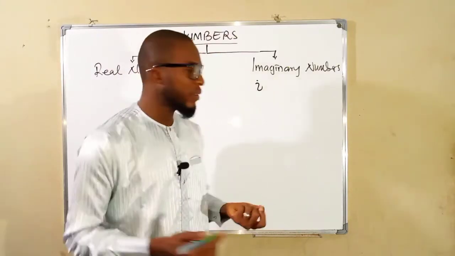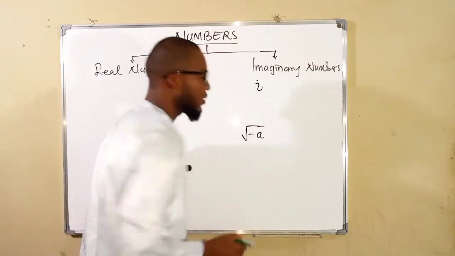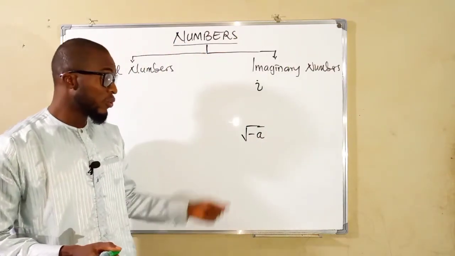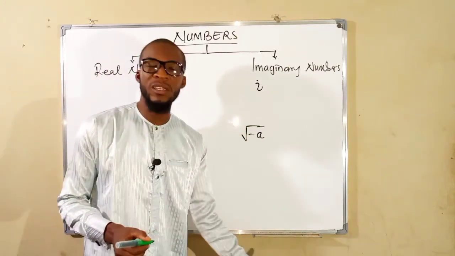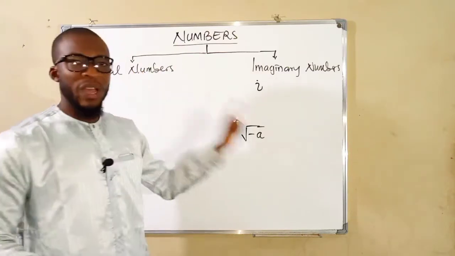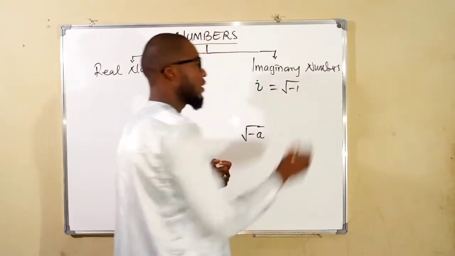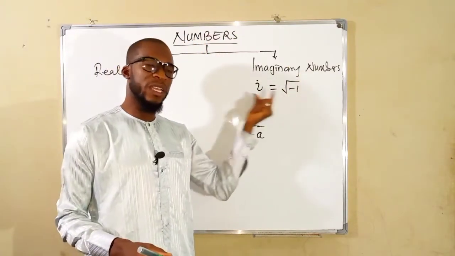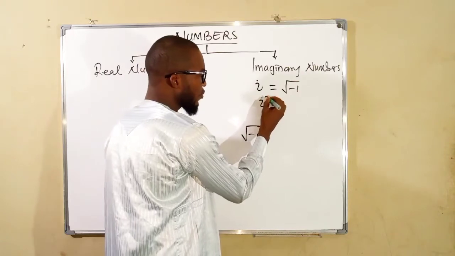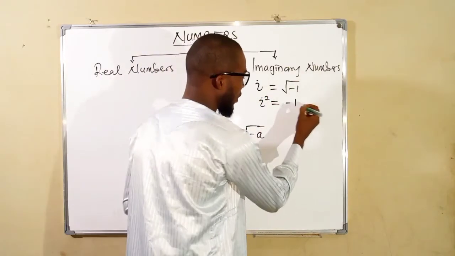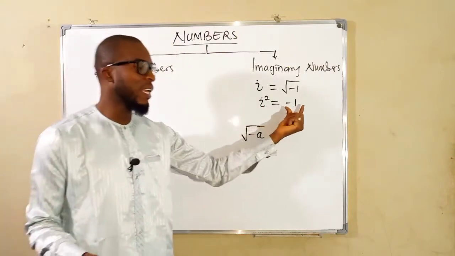Remember, in our simple arithmetic, we say we do not have the square root of negative numbers. So since we don't have a square root of negative numbers, the result of a square root of a negative number is imaginary. So an imaginary number in mathematics is defined as the square root of -1. If you take the square root of -1, you get an imaginary number. And if we square both sides, we have i squared equals -1. This means that if we square an imaginary number, we are going to obtain a real number.